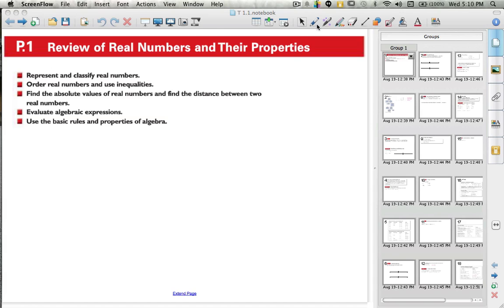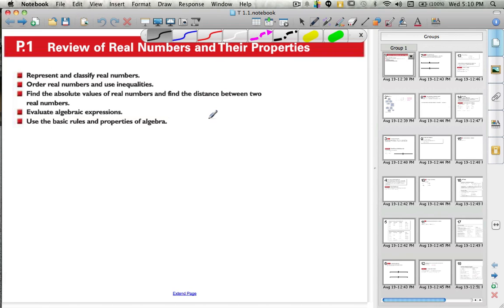So in the first section of our trigonometry class, we're going to want to take a look at a review of real numbers and their properties. Most of this section is going to be review, and we want to make sure that you get started on the right foot in terms of accessing the information that you learned in Algebra 1 and Algebra 2 and bringing that to play as we continue on studying trigonometry.